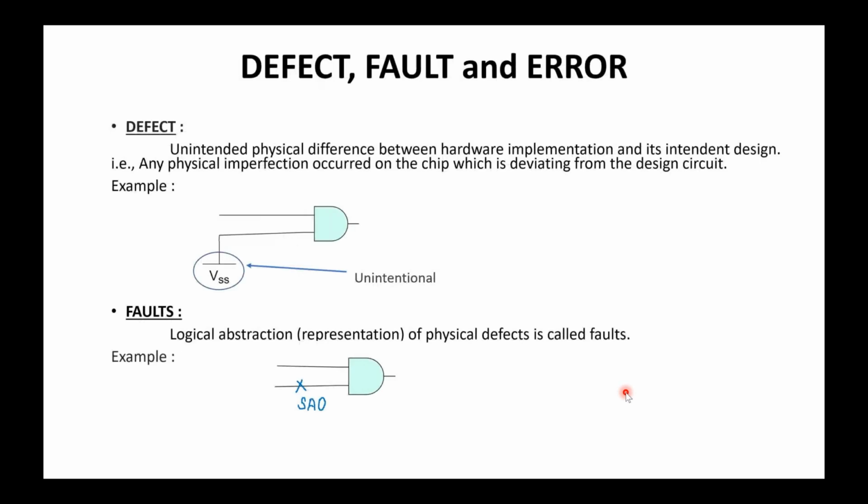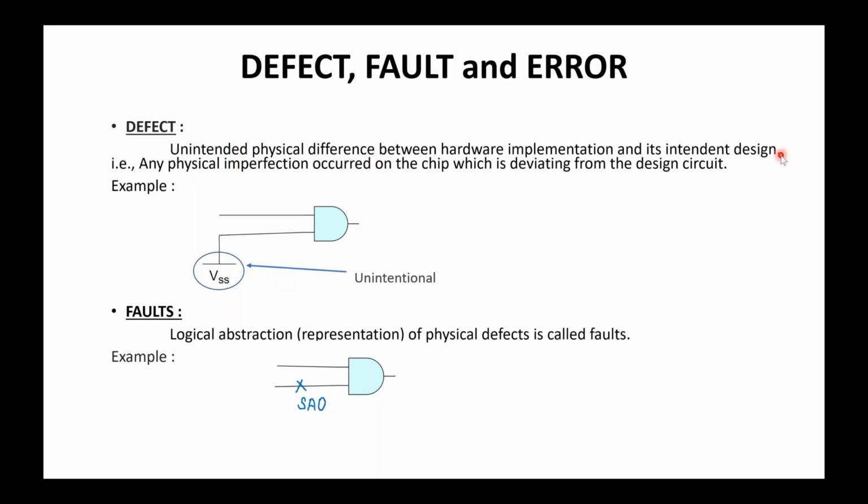We'll see the relation between defect, fault and error. A defect is an unintended physical difference between hardware implementation and its intended design. For example, if you consider an AND gate, this input of the AND gate is not intended to be tied to ground. But during manufacturing, as a manufacturing defect, this input of the AND gate has unintentionally got tied to ground. This is called a defect: an unintended physical difference between hardware implementation and intended design.